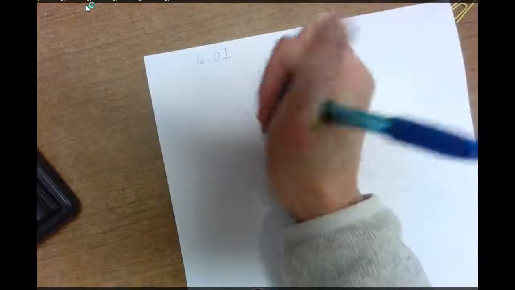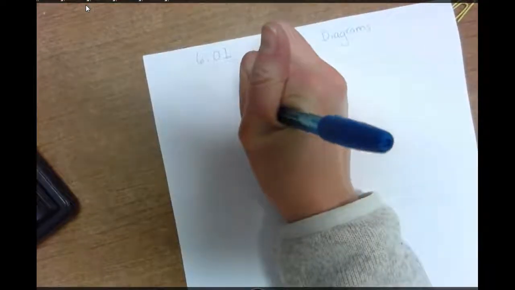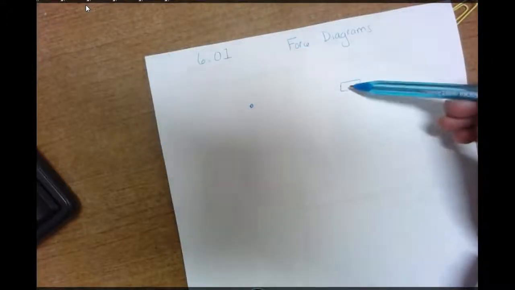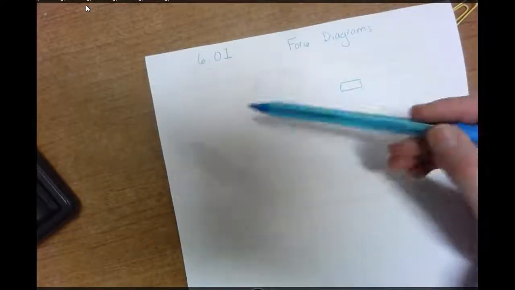You can either use a dot or a box to represent the object. Even if it's a person, we're just going to simplify it by treating them like a box. If it's an egg, if it's a bird, it can be a box, or it can be a dot, just whichever one you like better. That's how we're always going to start force diagrams.